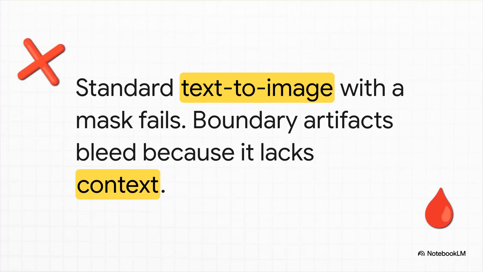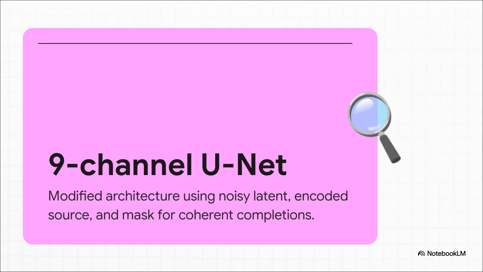Well, let's look at how not to do it first. The naive approach is basically just slapping a mask on a standard text-to-image generation. At each sampling step, you try to replace the unmasked region of the noisy image with the clean image. And spoiler alert, this works incredibly poorly. Why? Because boundary artifacts just bleed everywhere. The model has absolutely no information about what is supposed to be inside that masked region, so the edges clash horribly. It's a mess.